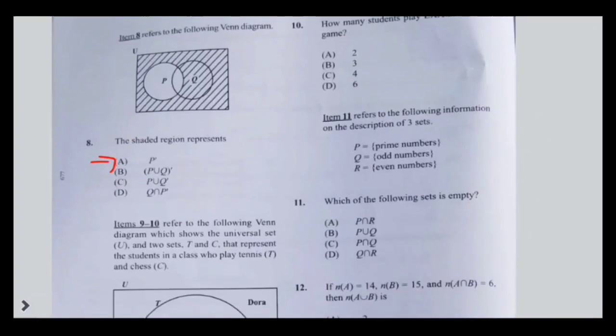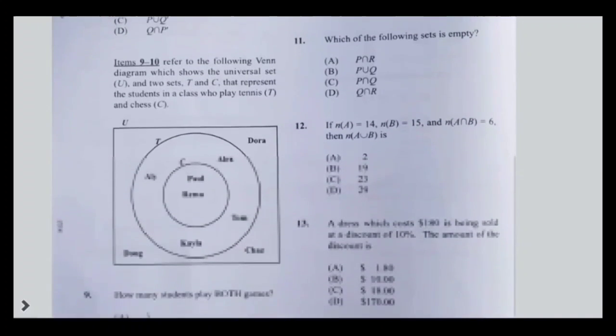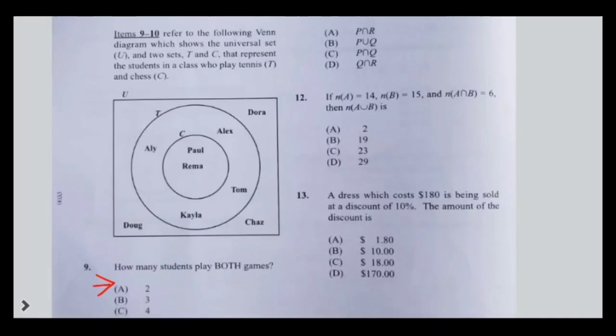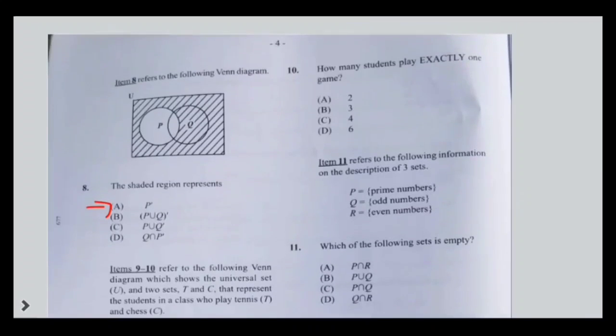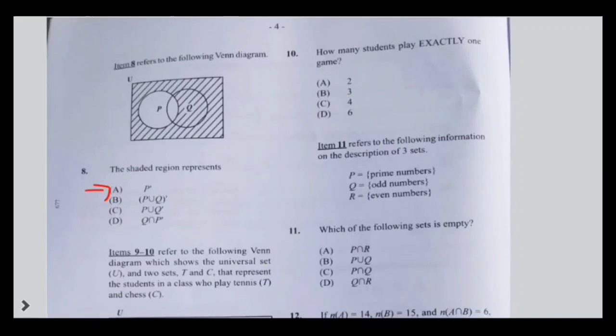Moving on to question 10. It says, how many students play exactly one game? So looking back at our Venn diagram, we can see that Alex, Ali, Tom, and Kayla play only tennis. So that is 4 students that play only tennis. And that gives us our answer as C, 4 students.